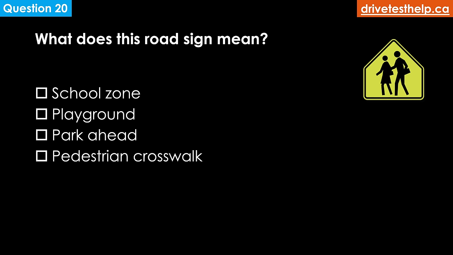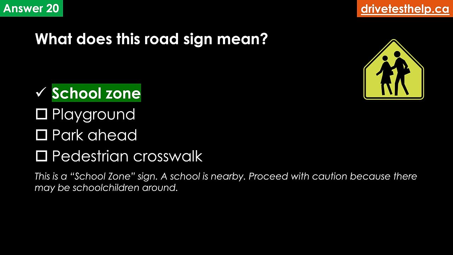What does this road sign mean? School zone, playground, park ahead, pedestrian crosswalk. The correct answer: school zone. This is a school zone sign. A school is nearby. Proceed with caution because there may be school children around.